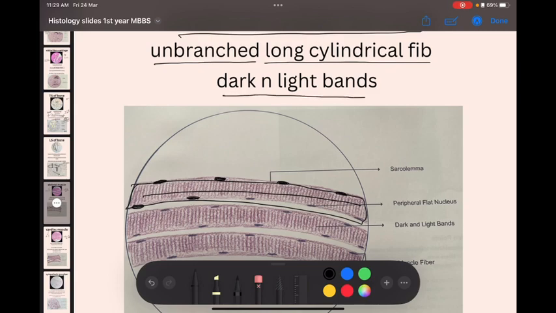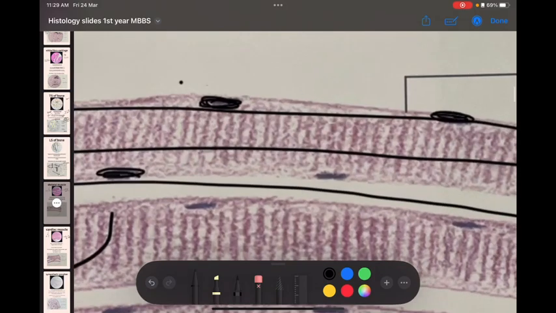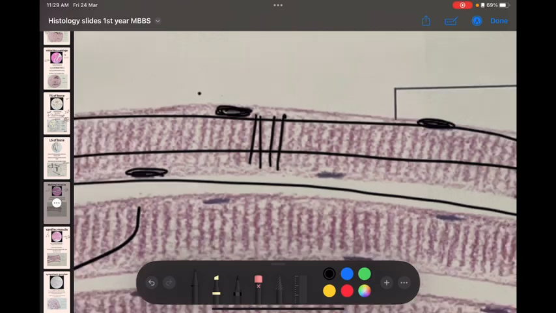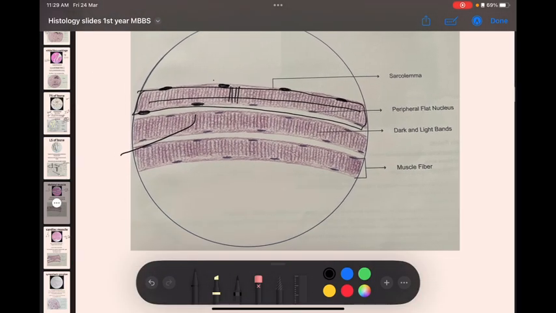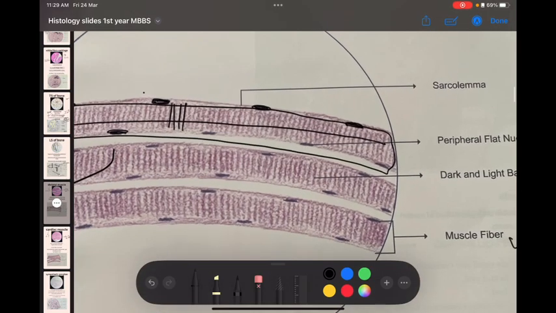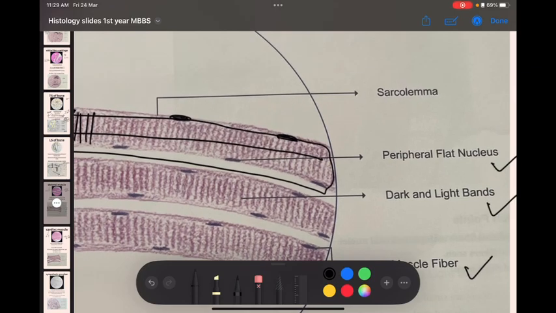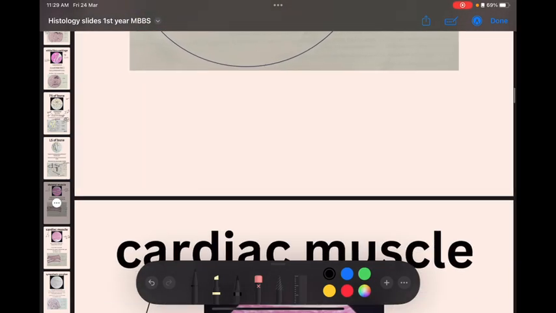Dark and light bands are seen. See, dark, light, dark, light, dark, light, dark. That's all. Muscle fiber, dark and light bands, peripheral flat nuclei. Sarcolemma is the plasma membrane of the cell or the fiber.